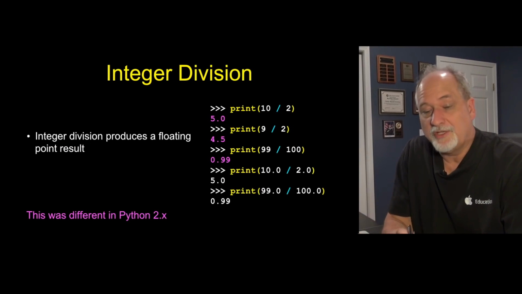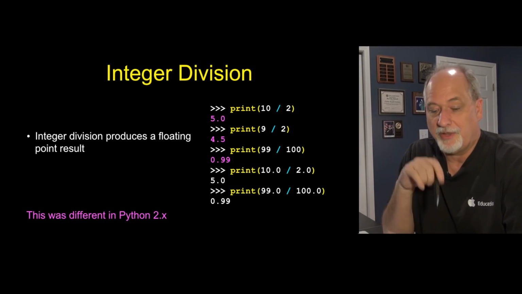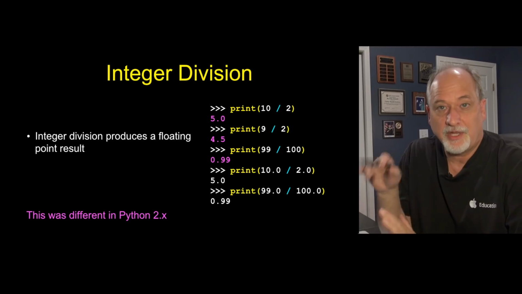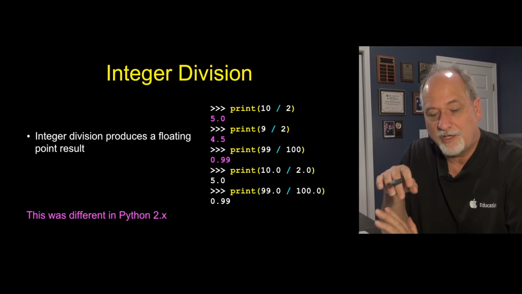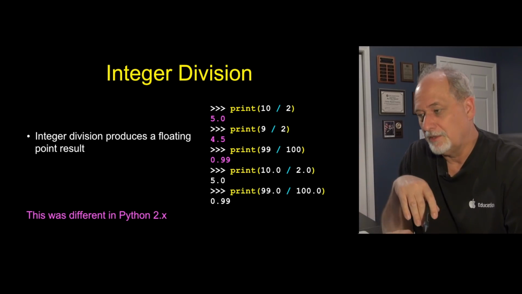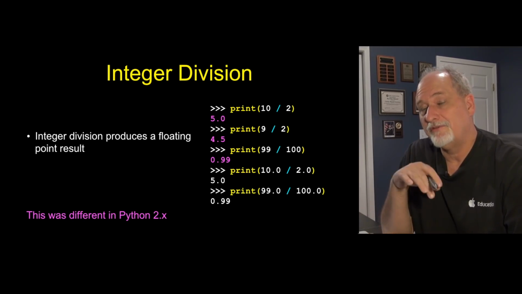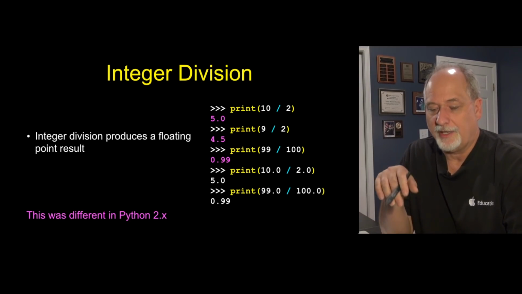Integer division in Python 2 was kind of weird, and it was actually one of the big things that they changed between Python 2 and Python 3. This is a Python 3 course, so we're not worried about that too much. What's nice about integer division in Python 3 is it always produces a floating point result. And that means that Python 3's division is more predictable, and it works more like a calculator.